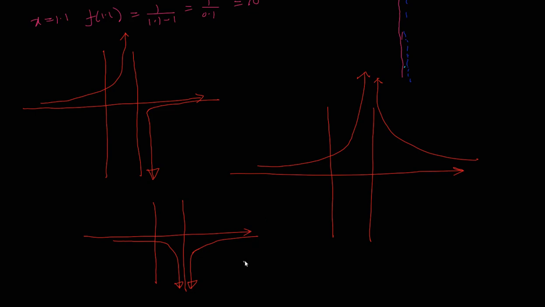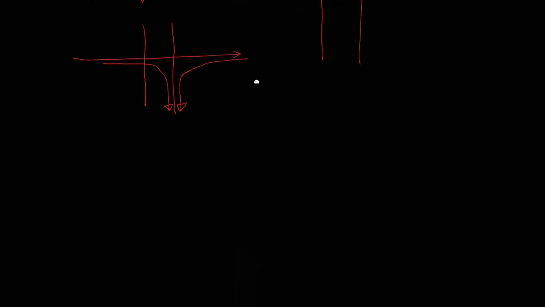So now let's see how we can locate a vertical asymptote. That is the important one. Locating vertical asymptotes.